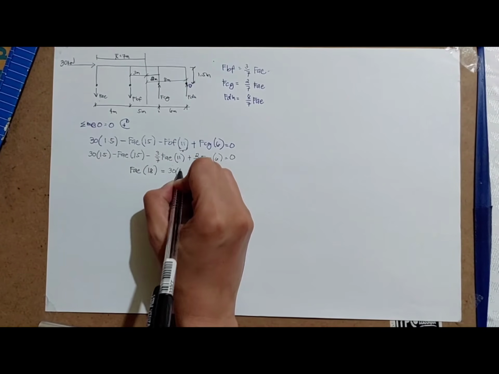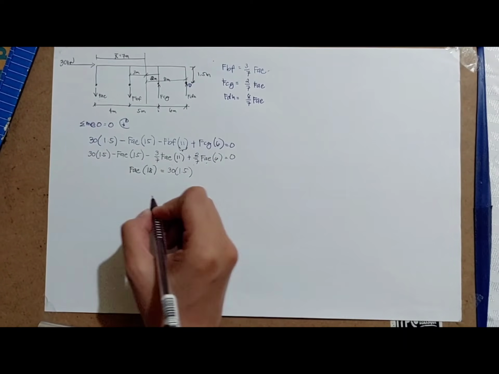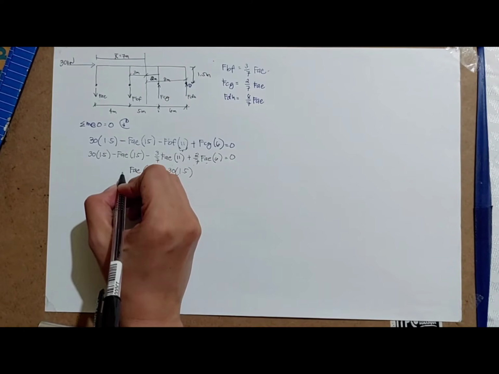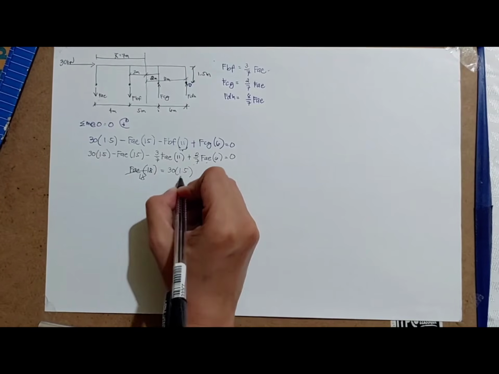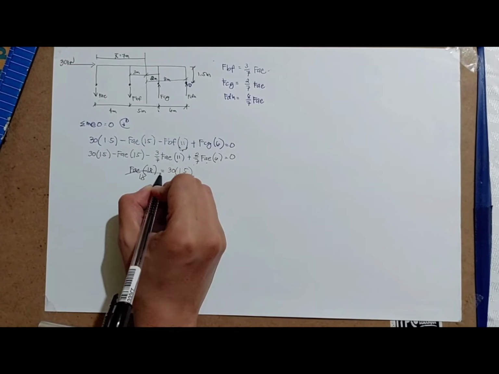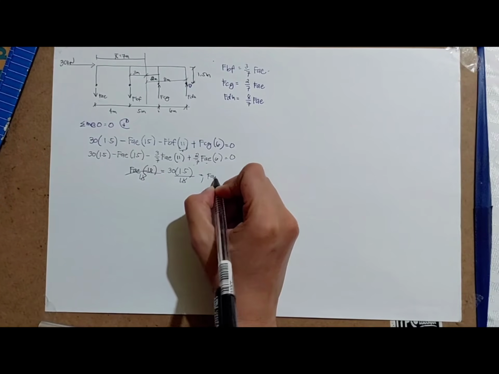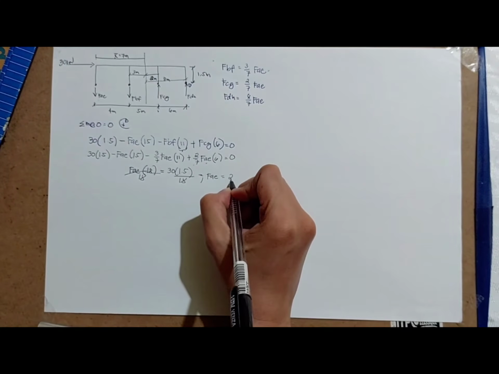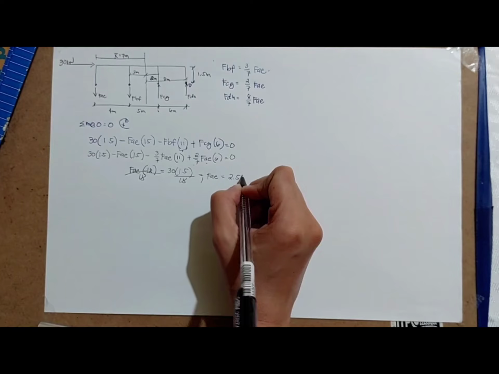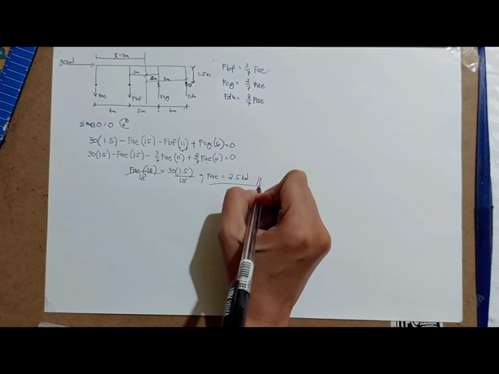So, we have 31.5. Next, divided by 18, is equal to, your FAE is 2.5 kilonewton.